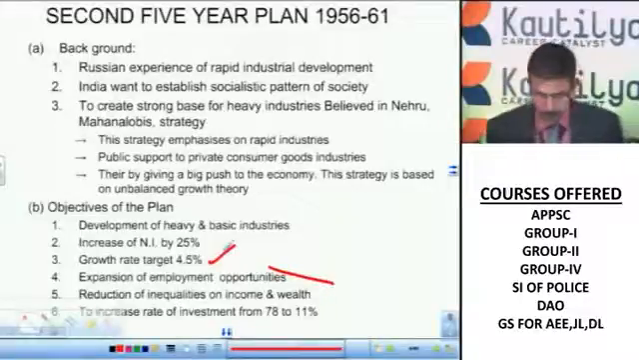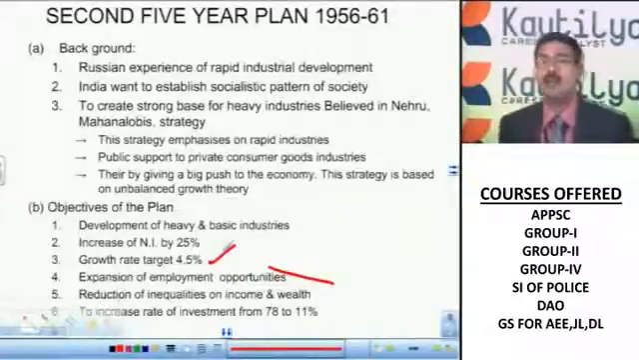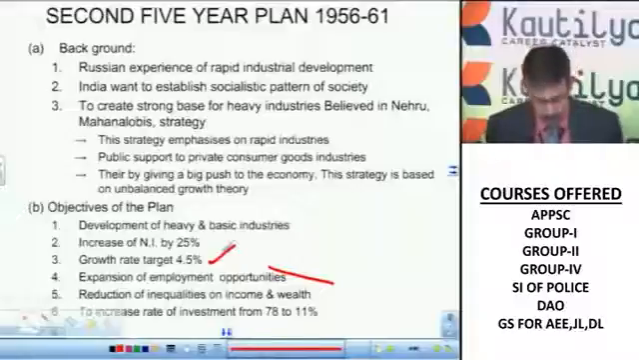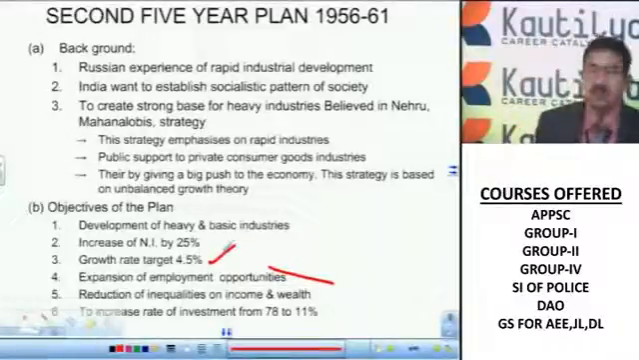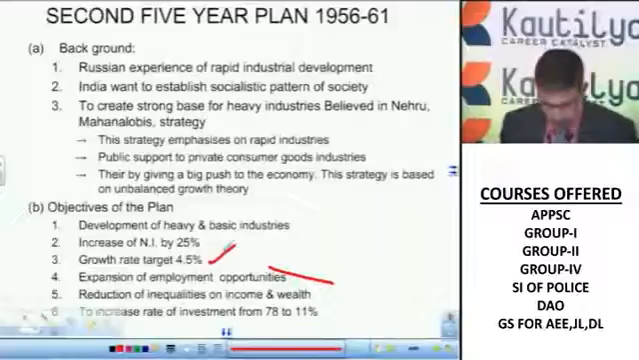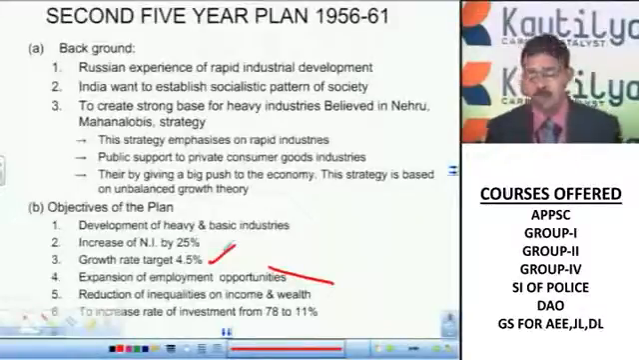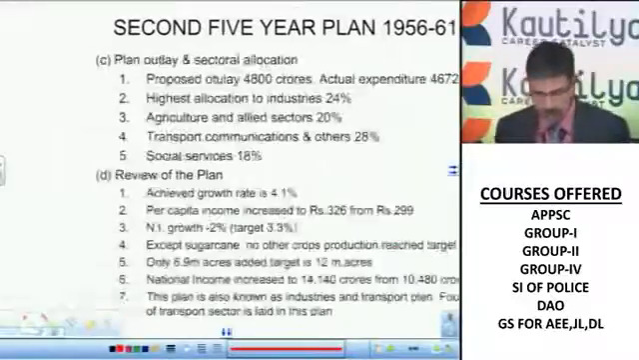Likewise, later the sector model was expanded to the 4-sector model. Along with that, the government wanted to expand employment opportunities, and the rate of investment was also increased. So these are the bases, with these targets, on which we started the second 5-year plan.